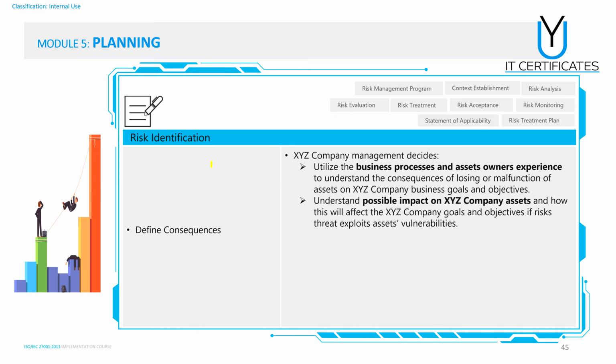And it is very important to understand the business processes and asset owner experience. This is the most important, because it will be very helpful to understand what will happen if the asset becomes unavailable, or if it's hacked or whatever. You also need to understand the impact on XYZ company assets, and how this will affect XYZ company goals and objectives. And this will be provided again by the business processes and asset owners.